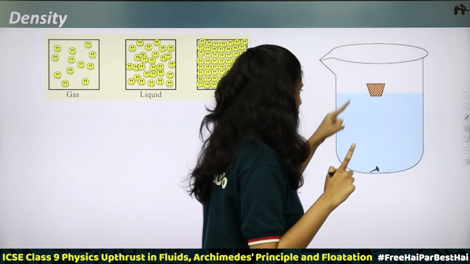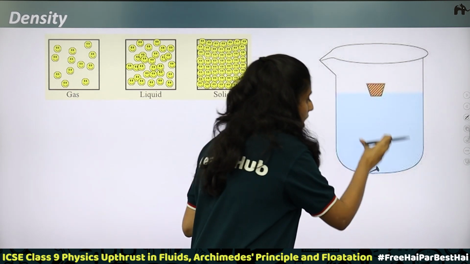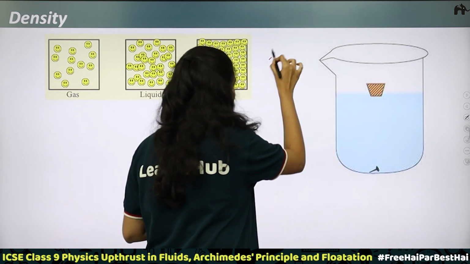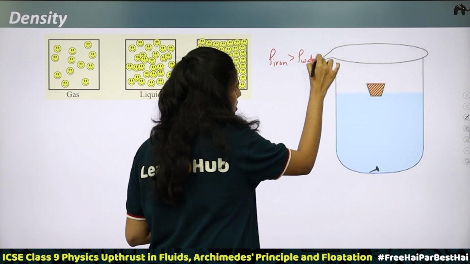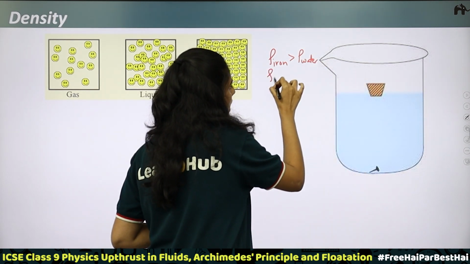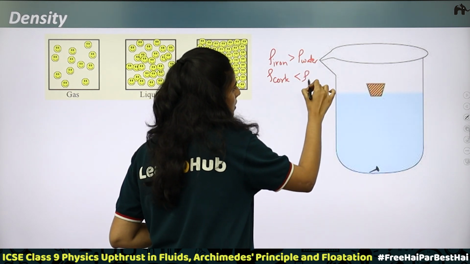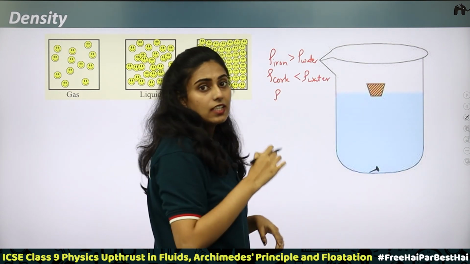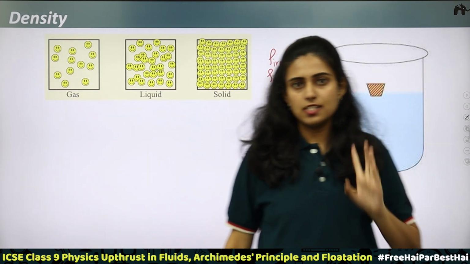When you take two objects, one object is sinking and the other is floating, which means when you compare, the density of iron nail is greater than the density of water. Because of this reason, the iron nail will sink. Now, why does the cork float? The density of cork is less than the density of water. So, we represent density with the Greek letter rho. So, this is density.